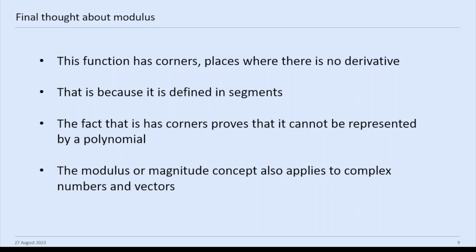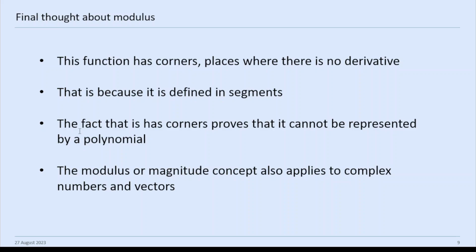So some final thoughts about modulus. This function has corners, and when you learn about derivatives, you'll know that that's a place where there's no derivative. And the reason that's happening is because it's defined in segments. That's what's allowing us to have those corners. So there's the positive segment and the negative segment, and it's a different algebraic function in different segments. The fact that it has corners actually proves that it cannot be represented by a polynomial. There's no polynomial representation of it because every polynomial is differentiable at all points. A polynomial is just x, x squared, x cubed, x to the 4.